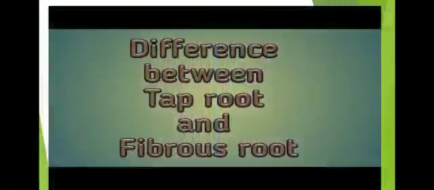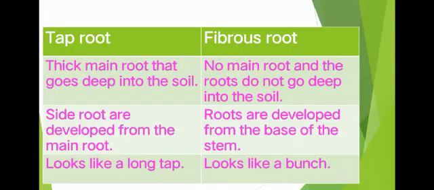Now we go to the difference between taproot and fibrous root. Taproot has a thick main root that goes deep into the soil. Fibrous root has no main root, and the roots do not go deep into the soil. In taproot, side roots develop from the main root. In fibrous root, the roots develop from the base of the stem. Taproot looks like a long tap, fibrous root looks like a bunch.